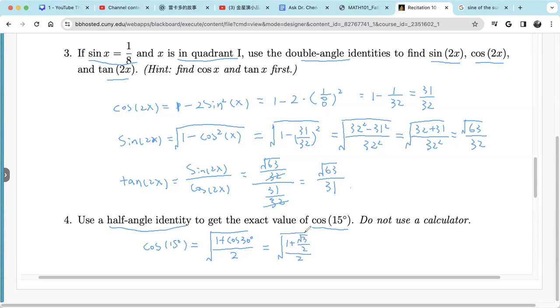Divided by 2. So now we change this 1 to be 2 over 2, right? We need a common denominator. So we have 2 plus radical 3 divided by 2, then divided by 2 again. Well, three layers of fraction, we just multiply the two denominators. So we get the square root of 2 plus radical 3 divided by square root of 4. Well, square root of 4 is just 2. So that's the answer for 4.